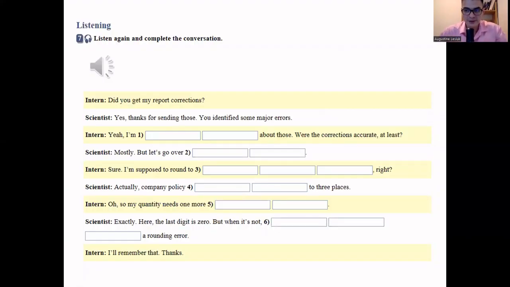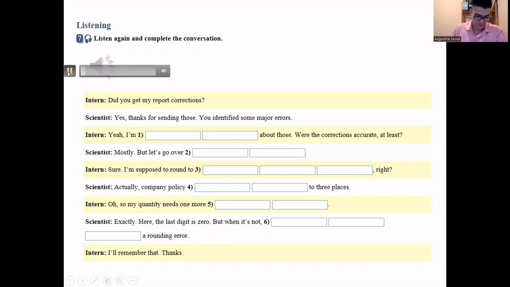For the next listening segment, I want you to listen to the conversation again, and this time, based on what you hear, fill in the blanks of the incomplete sentences in the conversation. So listen to the audio clip again, pause the video, fill in the blanks yourselves first, and then when you're done with all of that, resume the video and we'll go through the answers together. Here's the audio clip.